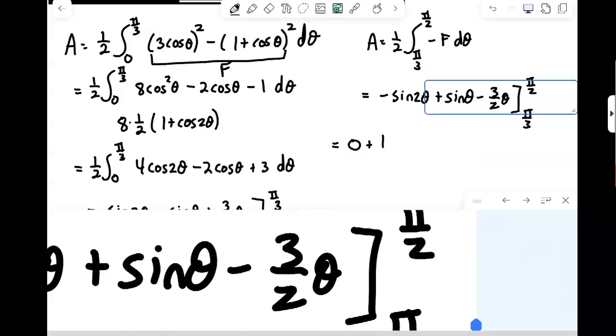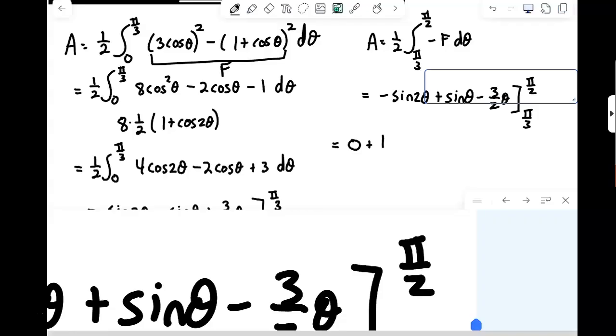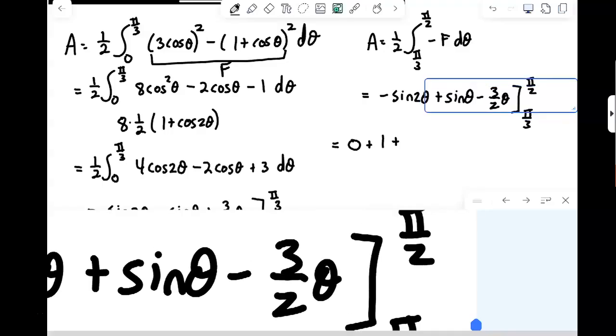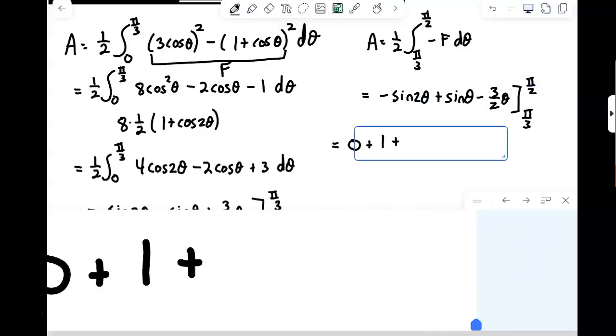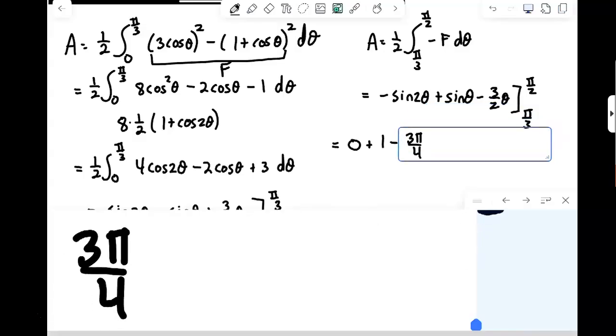Plug in the 3/2 times pi over 2. That'll give me, not plus, I'm sorry, that'll be minus, and that'll be 3 pi over 4 for the first piece. And then we go to the second piece. Minus.